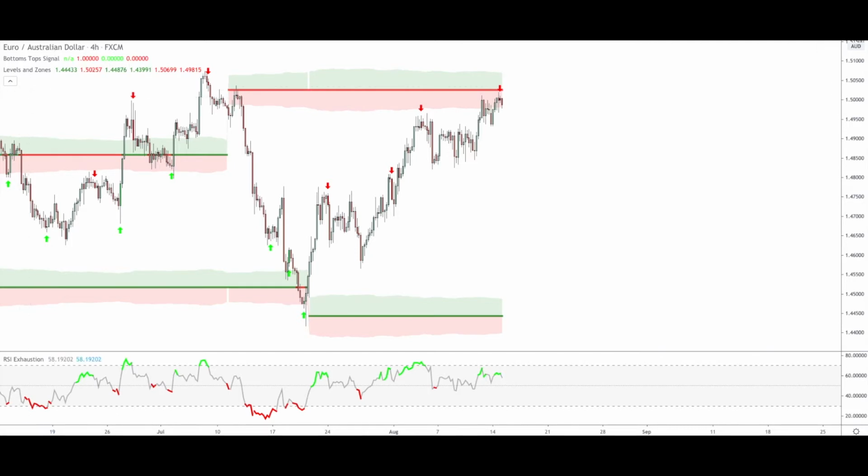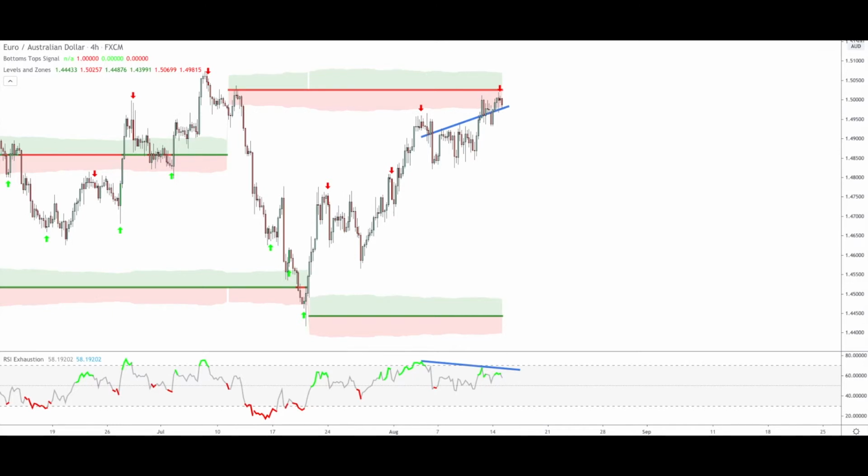So what I'm looking at is this uptrend here. The price is moving up, but the RSI exhaustion down here is moving down. So the price moves up and the RSI exhaustion moves down, which means that we have divergence. And the first condition that we need to assess in order to have a setup is whether we have divergence or not. In this case we have, so the first condition is checked.